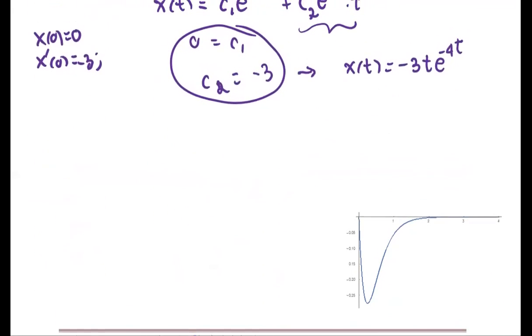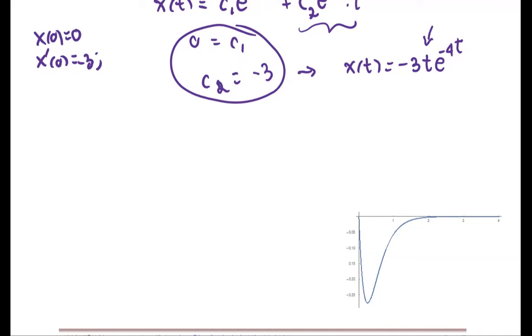And the graph looks like this. This is the second case, which is called critically damped, with the effect of the t multiplied on top of the exponential decay.